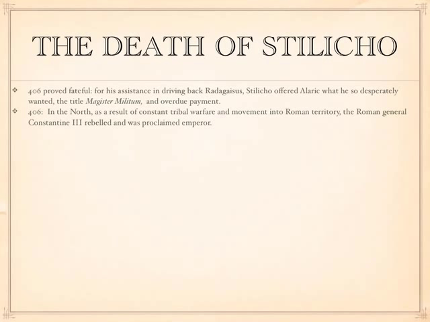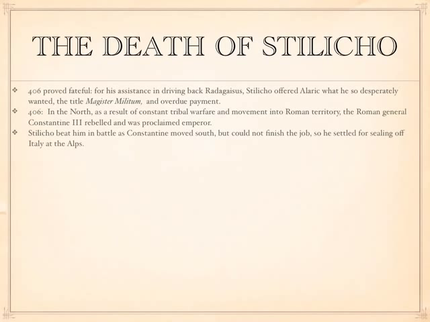Also in 406, because of this movement and the fact that nobody from Rome was seeming to respond to the concerns of the Roman Empire in the north, Britain and Gaul, the Roman general Constantine III, from Romano-Britain, rebelled and was proclaimed emperor by the Army of the North. You've seen this happen before. That's how Constantine the Great got his position as well. Well, Constantine the Third is proclaimed in much the same pattern. What this means is you've got civil war in the West because you have a rival emperor set up over against Honorius the Kid.